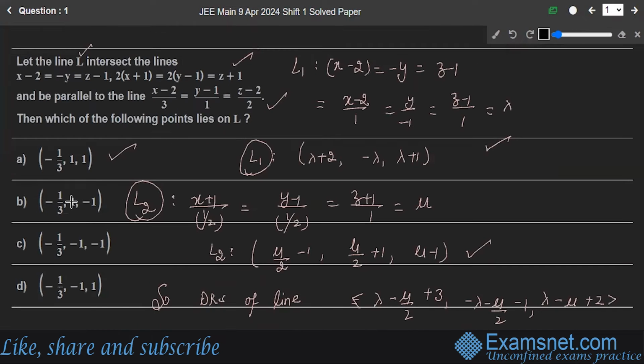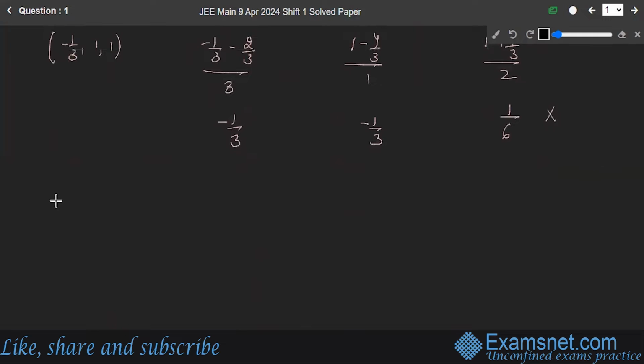Let's check with the second one. This is minus 1 by 3, 1 and minus 1. This was your A option. The B option is minus 1 by 3, and it was 1 and minus 1.